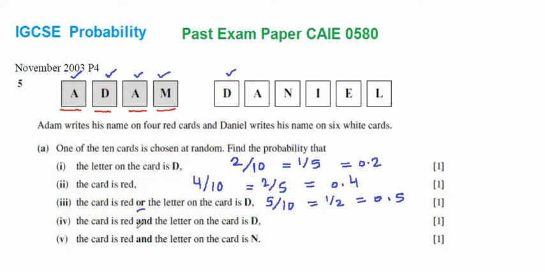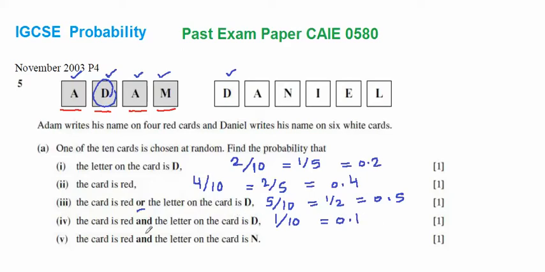Now same experiment, and we have to find the probability that the card is red and the letter on the card is D, which means it is D as well as red. So it means only this one. So it will be 1 out of 10, because the experiment is that one card is chosen from the 10 cards. So the denominator will be 10. We can write this or write the answer as 0.1.